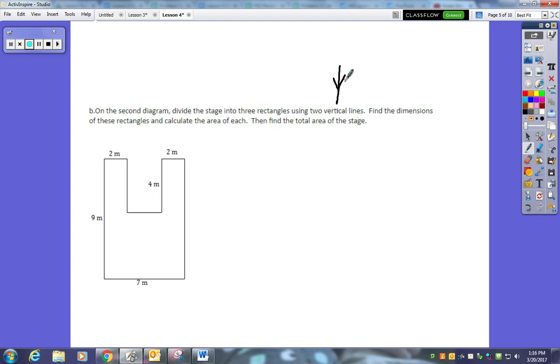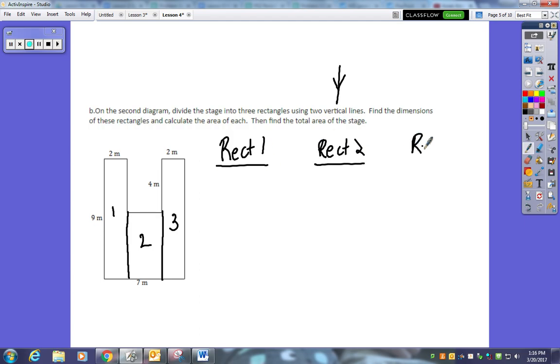So to do this, I would be drawing my lines right here to make my 3 rectangles. We'll just do 1, 2, 3 here. So we've got rectangle 1, rectangle 2, and rectangle 3. Rectangle 1, the dimensions are already there for us. This side length is 2, this side length is 9. So to find the area of that rectangle, length times width, again, 9 times 2, which is 18.